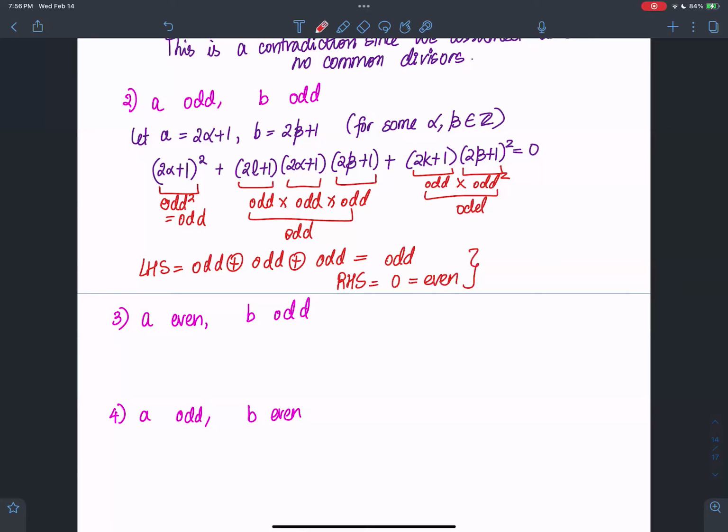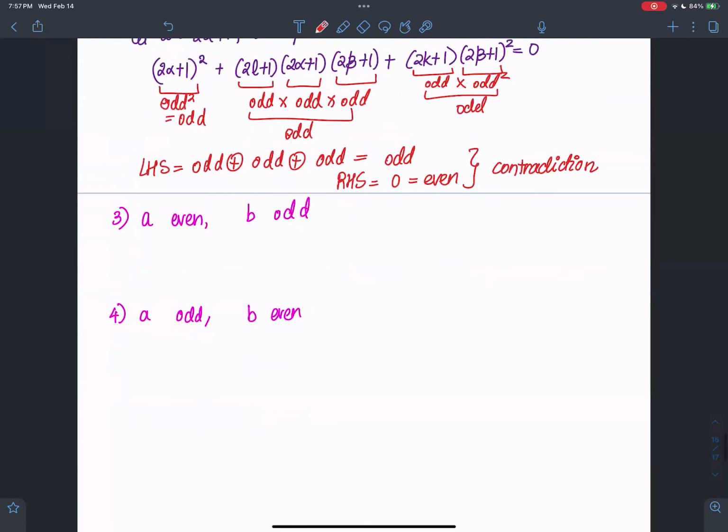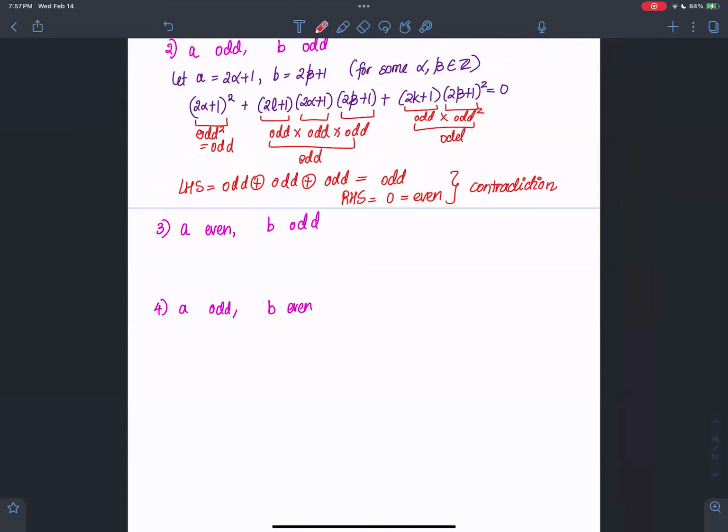I mean, ideally, guys, you should actually be opening up the brackets and all that. I don't have the patience for that. This is a contradiction. You will get the exact same contradiction in the other two cases. The LHS will be odd and the RHS will be even. That's the same issue, but do the work yourself. It's homework, because I don't want to do that.